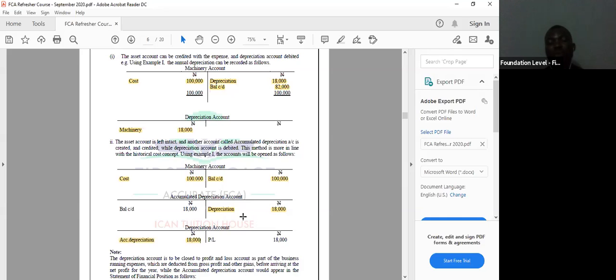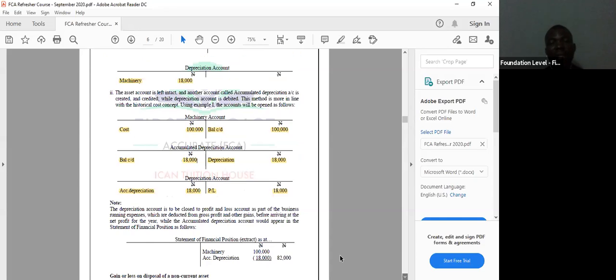Now, if we want to prepare our financial statement under the statement of financial position, this total accumulated depreciation will now be used to reduce this 100,000. We use it to reduce 100,000 to now get our carrying amount. So under this method, your asset account remains the same, but your accumulated depreciation changes over time in line with the depreciation account. Like I said, we write off the depreciation account to the profit or loss account, but the accumulated depreciation account will always be balance carried down.